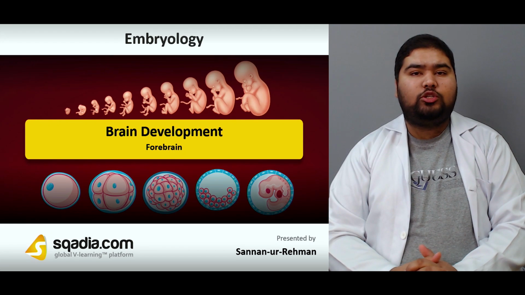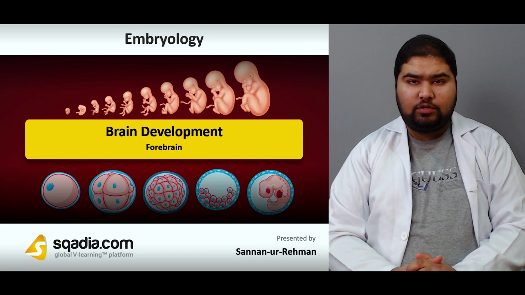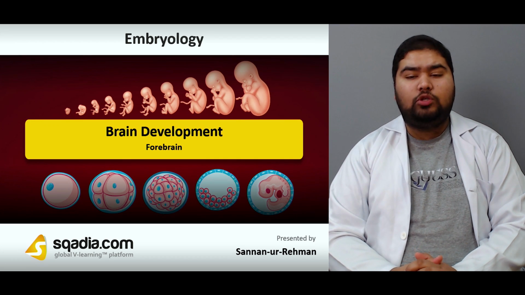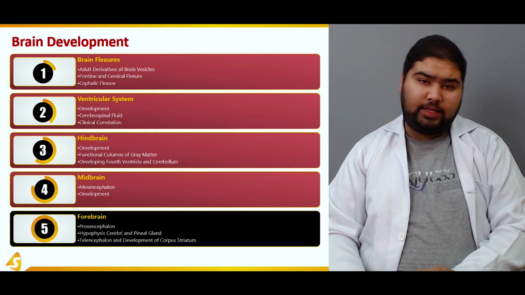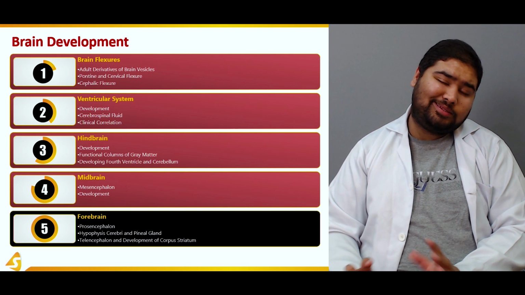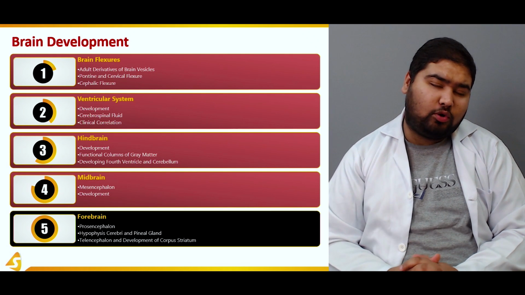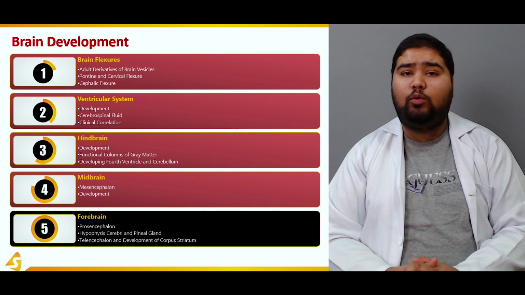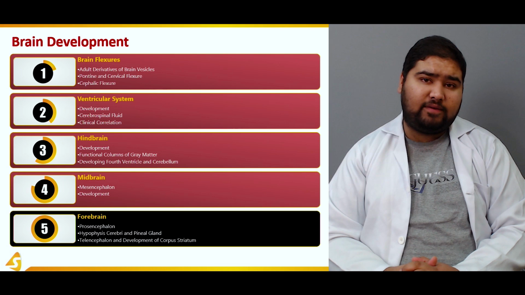Hello again, we are talking about the development of brain. This is the last section in this presentation. So we're talking about brain development, and since this is the last conclusory section, we'll talk about the forebrain. The forebrain is formed by one primary, two secondary vesicles.